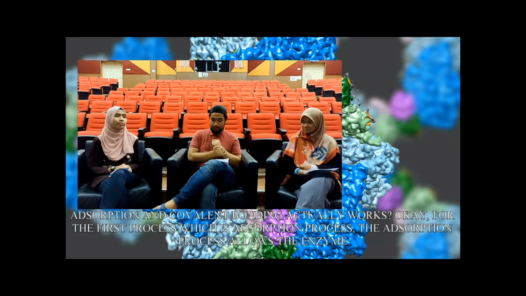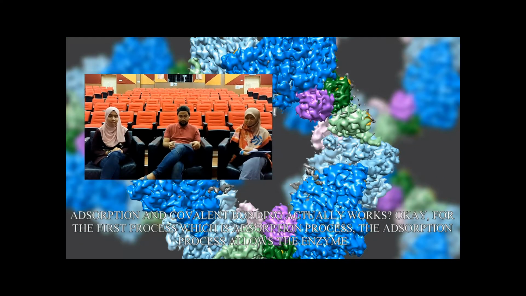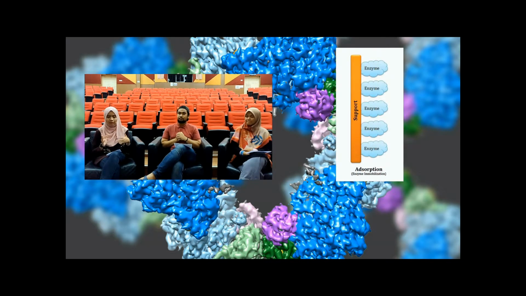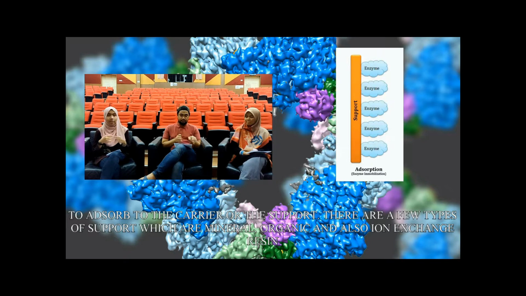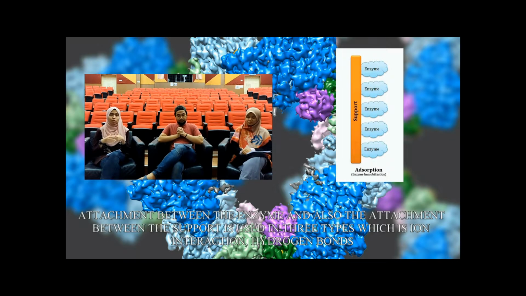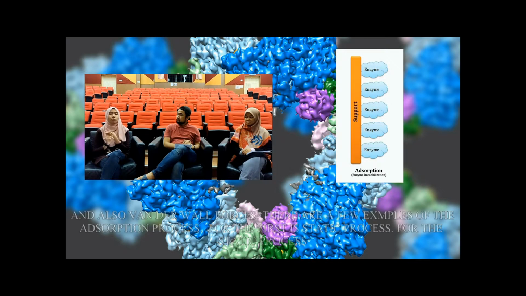Okay, for the first process, which is the adsorption process, it allows the enzyme to adsorb to the carrier or the support. There are a few types of carrier or support, which are mineral, organic, and also ion exchange resin. The attachment between the enzyme and the support is due to three types of interaction, which are ionic interaction, hydrogen bonds, and also van der Waals forces.